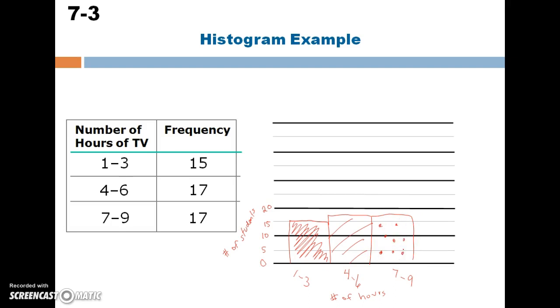Okay, now it looks like the only thing we need here is a title. So I'm just going to write number of hours of TV. And then our histogram is done. So the only thing that's different in a histogram is that our bars are going to touch, and then we're going to use these intervals on the bottom. Okay, that is what is different.